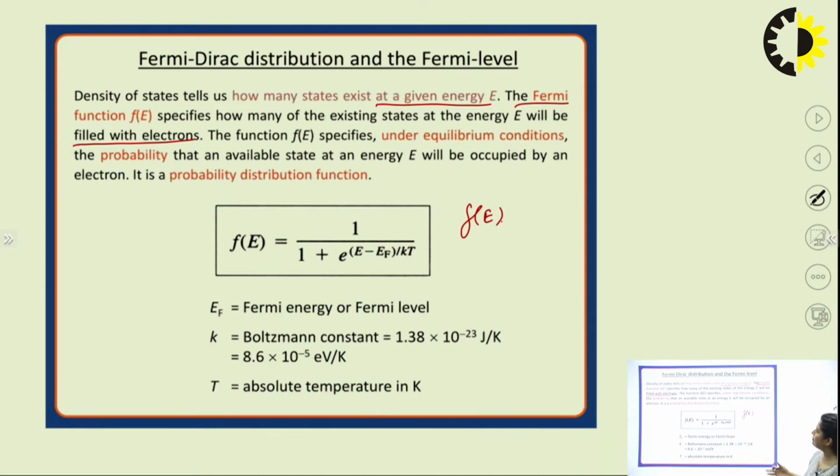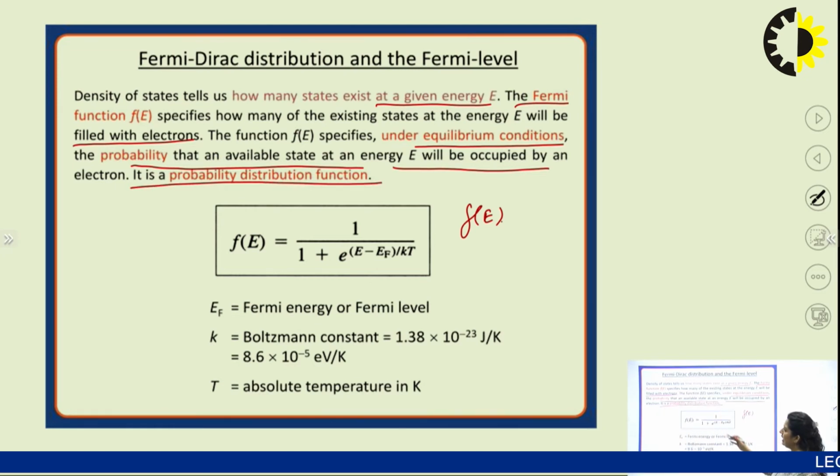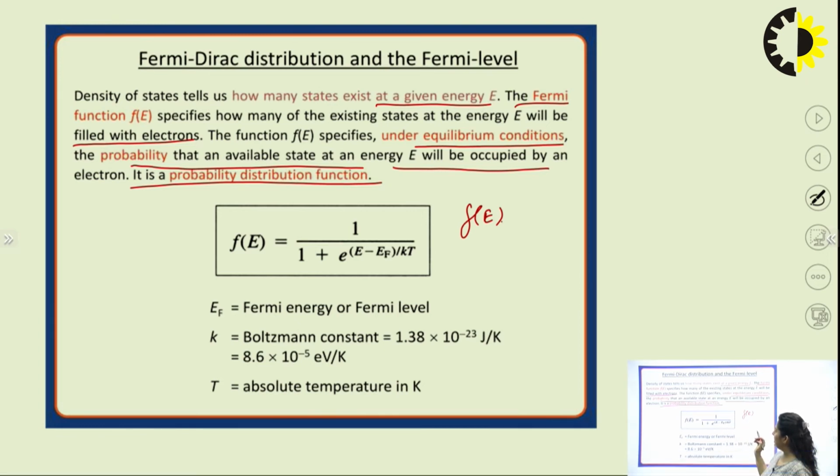So the function F of E specifies, under equilibrium condition, the probability that an available state at an energy E will be occupied by an electron. So it is basically a probability distribution function, and F of E is defined as 1 upon 1 plus exponential (E minus Ef) by kT, where E is your total energy, Ef is your Fermi level energy, k is the Boltzmann constant and T is the temperature.